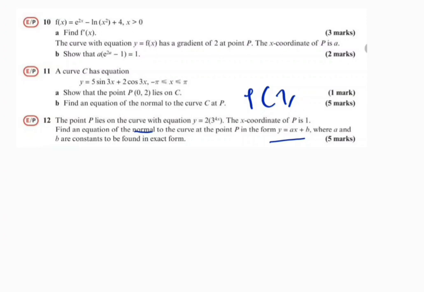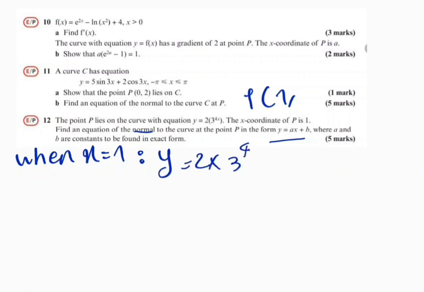To work out the y value, I can simply plug in 1. So when x is 1, y is equal to 2 times 3 to the power of 4 times 1, which is 2 times 81, which is 162. So this is the y coordinate of point P, 162. Now, this question is exactly the same as the previous question with a slight difference, because we have a different type of function, and the differentiation is also different.